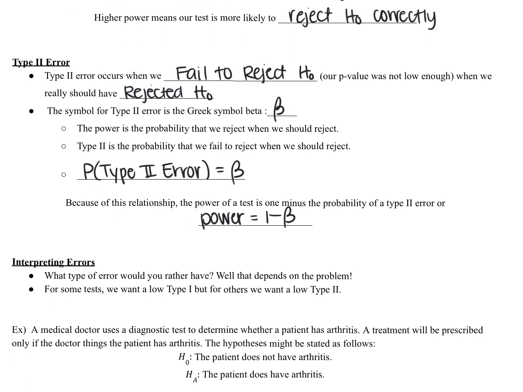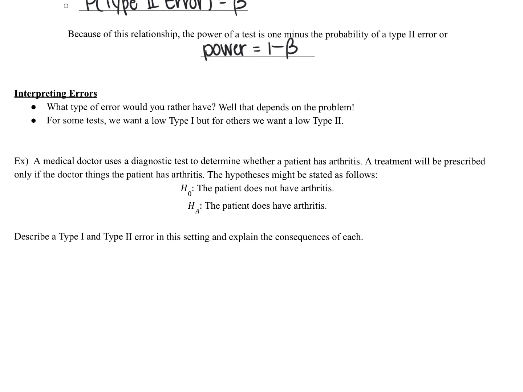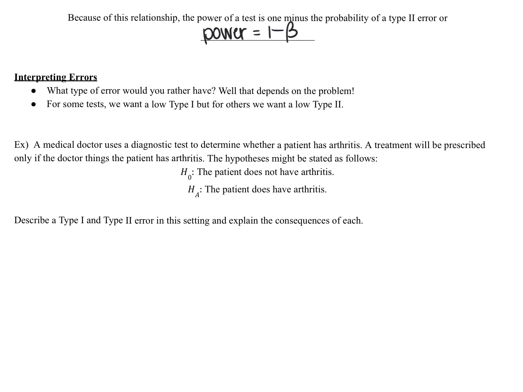So let's talk about interpreting these errors. One thing you have to always ask yourself is, what type of error would you really want to have? It completely depends on the problem, because one error is worse than the other depending on the problem. For some tests, we want a low type 1, but for others, we would want a low type 2. So let's look at an example of this.